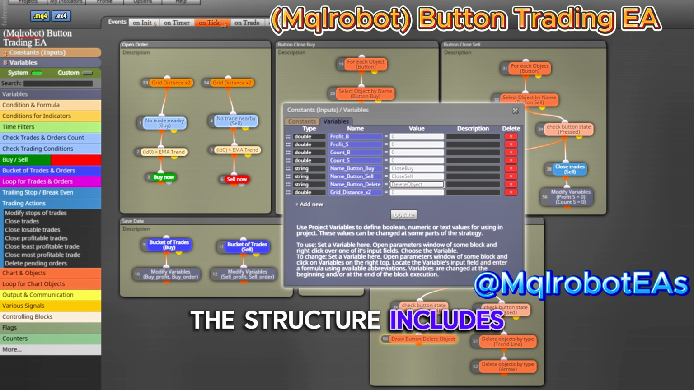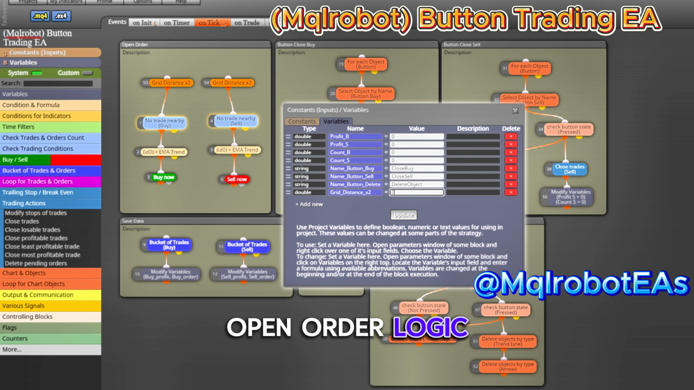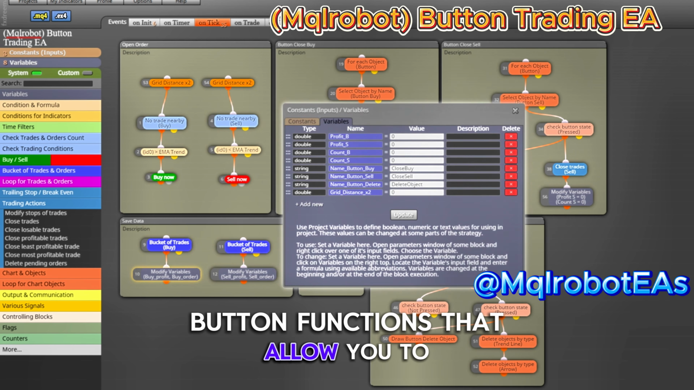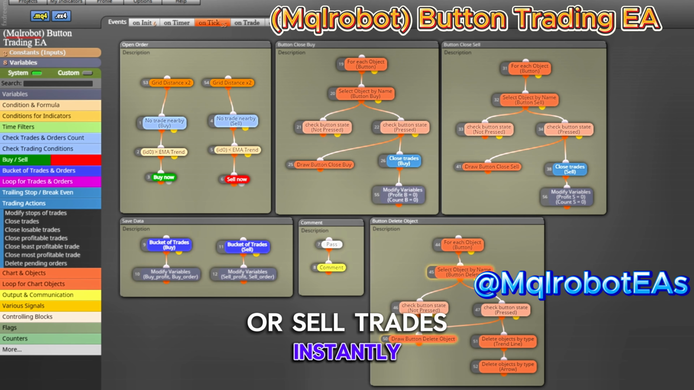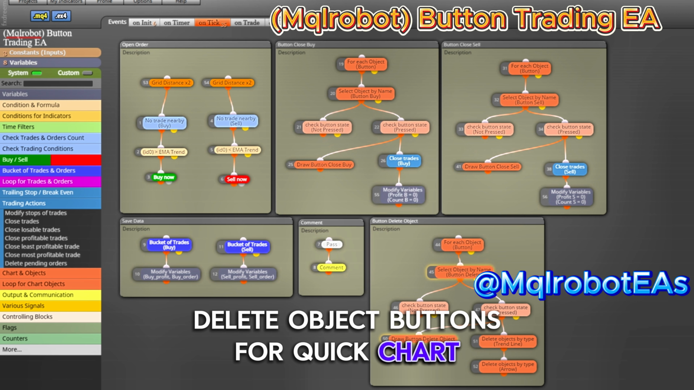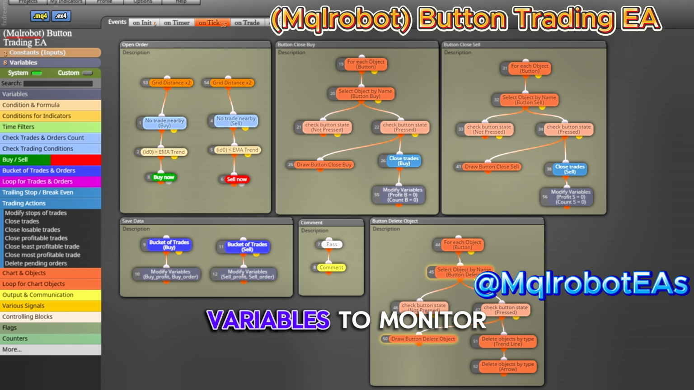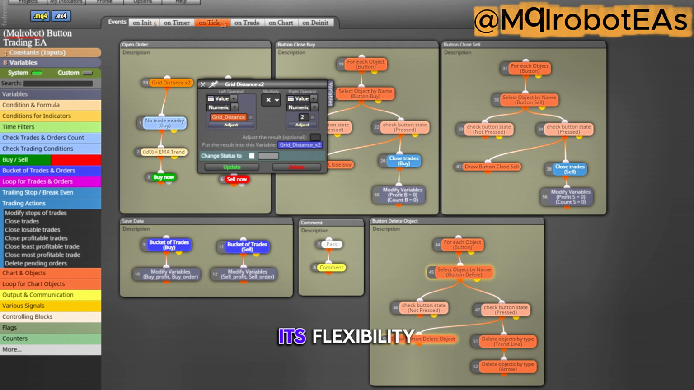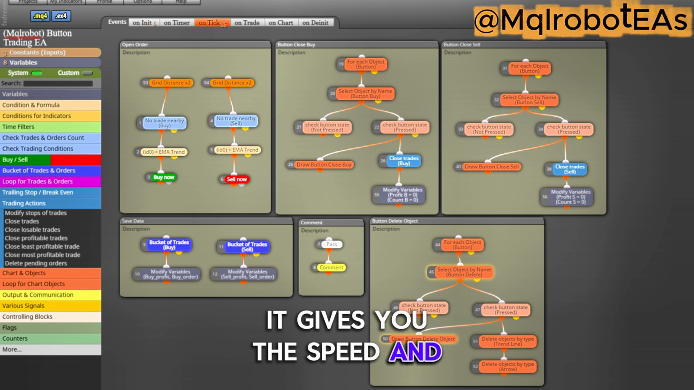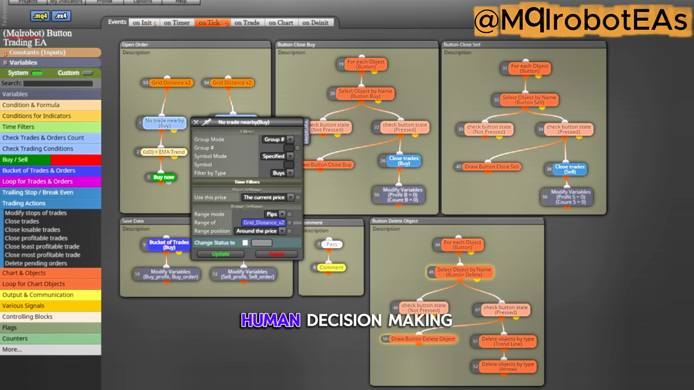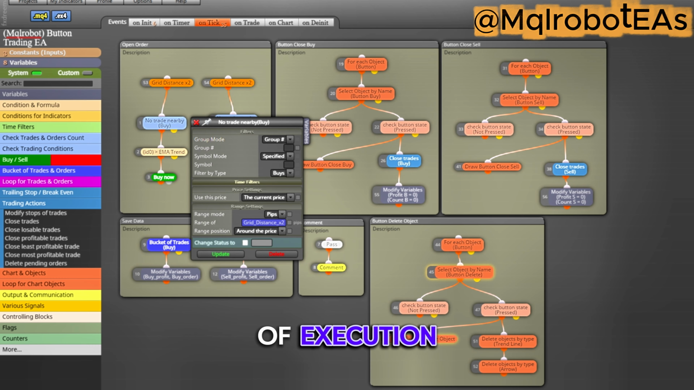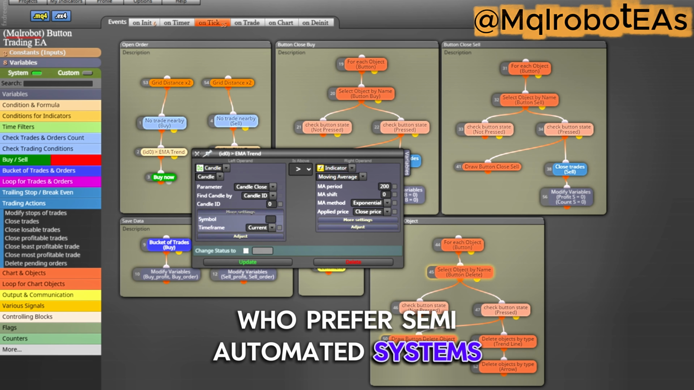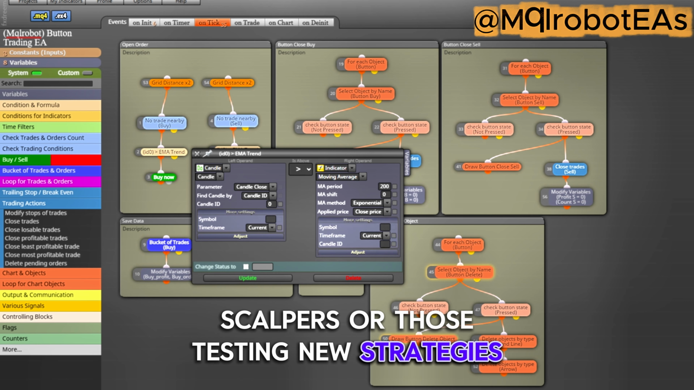The structure includes essential modules, open order logic using grid distance conditions and trend filters, button functions that allow you to close buy or sell trades instantly, delete object buttons for quick chart cleanup, and profit tracking variables to monitor trade outcomes automatically. What makes this EA powerful is its flexibility. It gives you the speed and accuracy of automation while keeping human decision-making at the center of execution. This is especially useful for traders who prefer semi-automated systems, scalpers, or those testing new strategies.